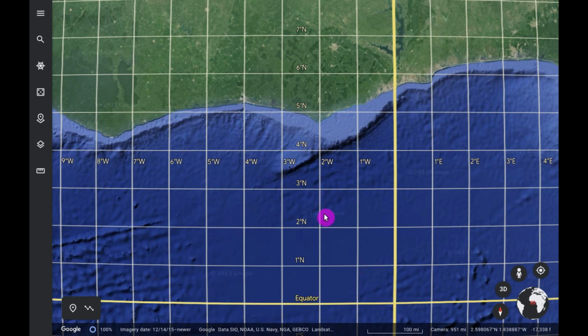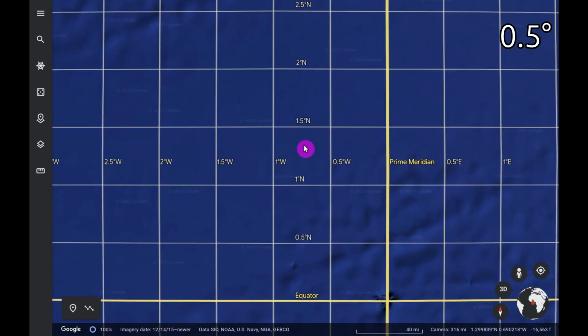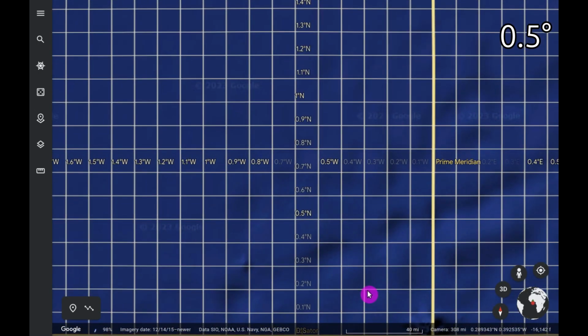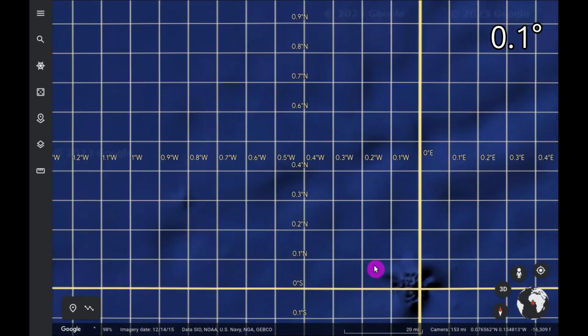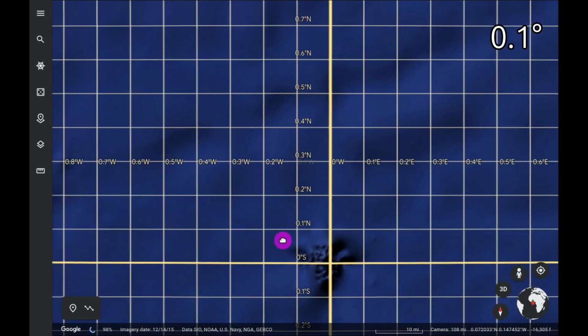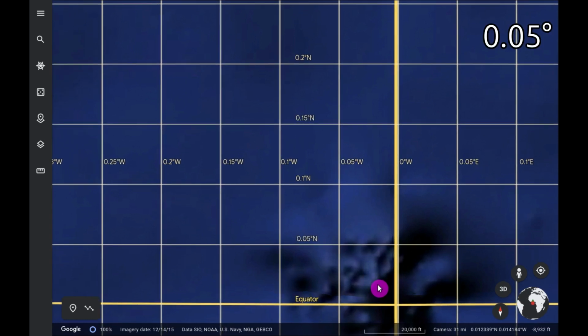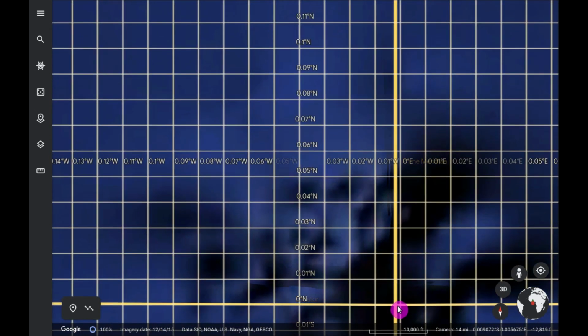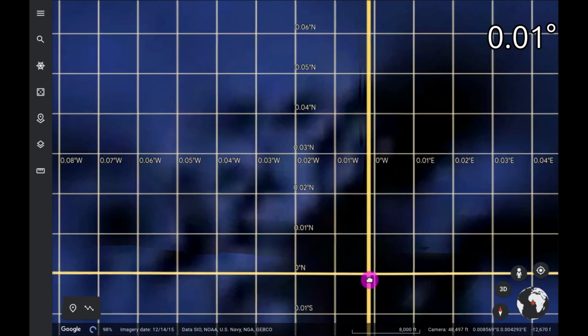As we keep scrolling in, it goes from a 1-degree grid to a half-degree grid. We keep zooming in, and we have a 1/10 of a degree now. We keep zooming in, it's still a 1/10 of a degree. Then 0.05 degrees as we keep zooming in. Now we have a 100th of a degree.